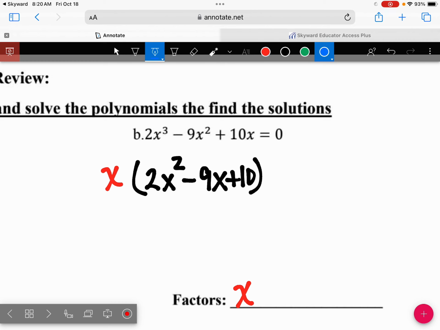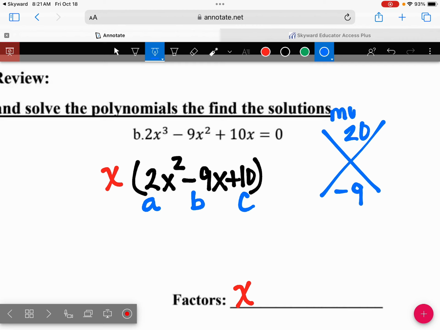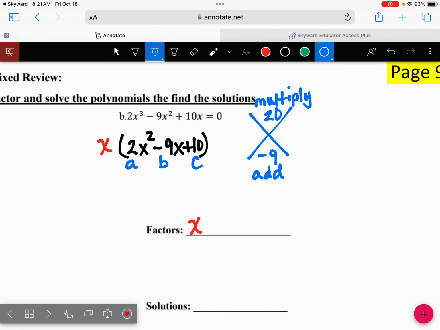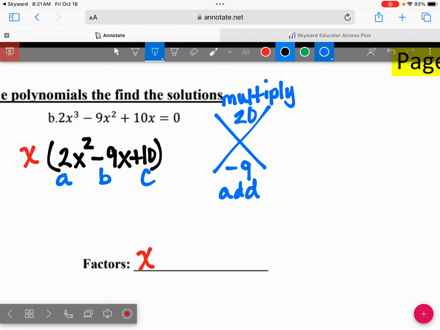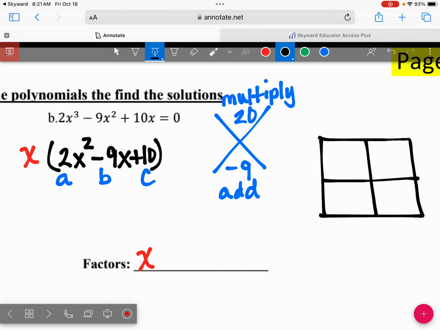So we have our A, B, and C. So we got to factor this down. So we need to take A times C. So we got to make our box. So A times C is 2 times 10, and that would be 20. And B is -9. So if you need to, you can look at your multiplication chart. But you need to find 2 numbers that will multiply to give you positive 20 and add to negative 9. One second. Let me give everybody a chance to see if they can figure out what those numbers are. Then I'm going to start making my box.